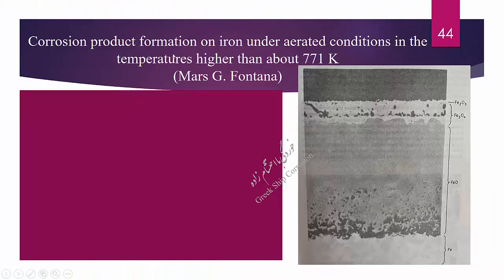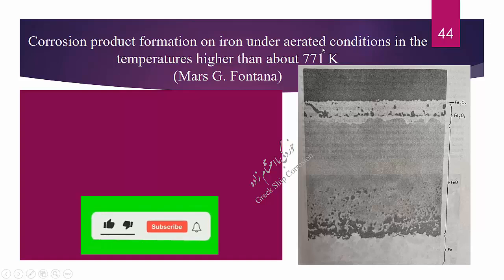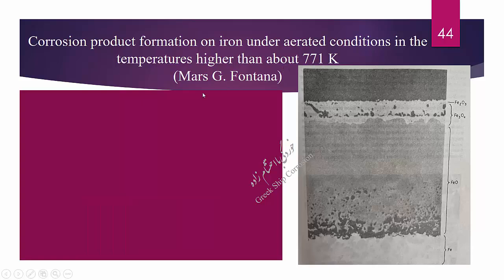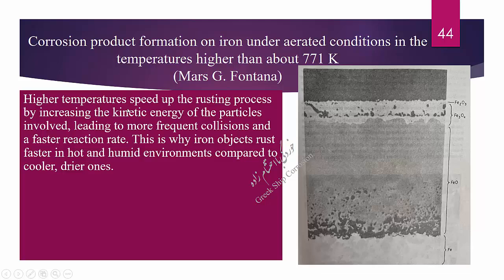Corrosion product formation on iron under aerated conditions in the temperature higher than about 771 Kelvin. Higher temperatures speed up the rusting process by increasing the kinetic energy of the particles involved, leading to more frequent collisions and a faster reaction rate. This is why iron objects rust faster in hot and humid environments compared to cooler, drier ones.